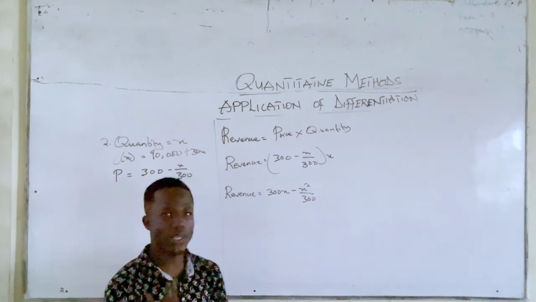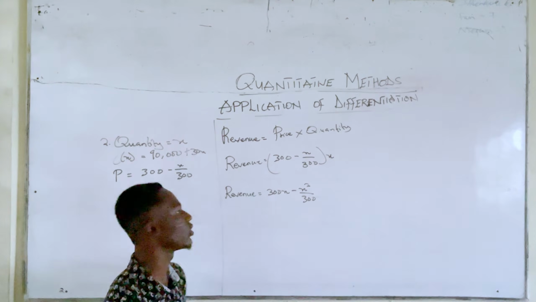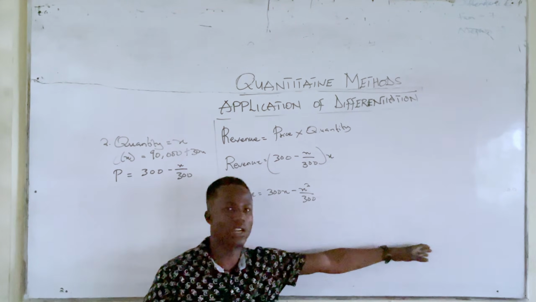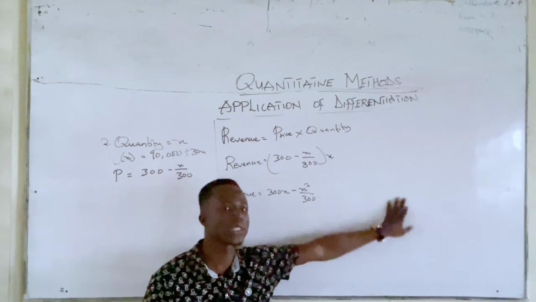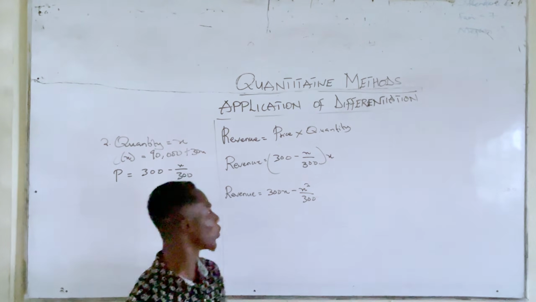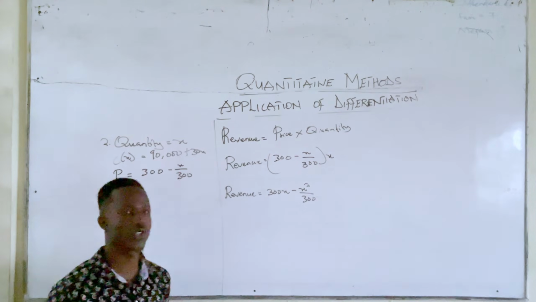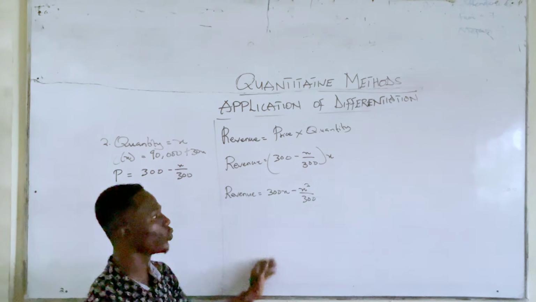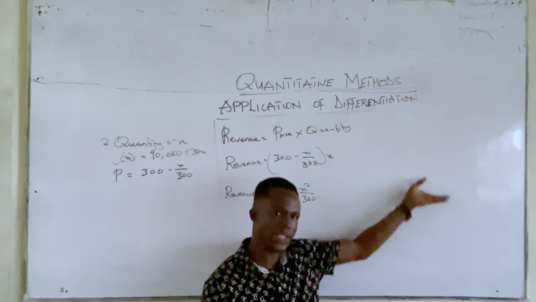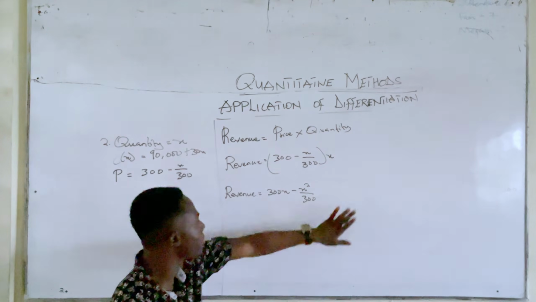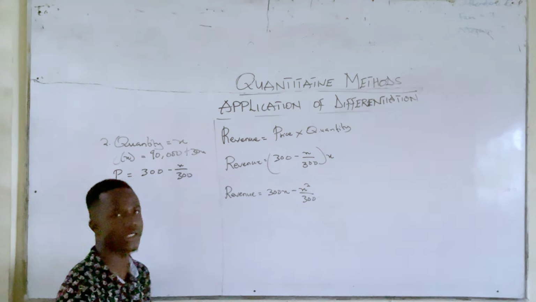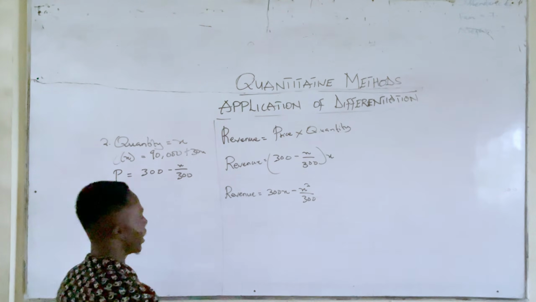Do you get it? Most of the times, if it is MCQ, it is not necessary for you to find the second differential, because already the question is saying maximum what? Revenue. Do you get it? So after getting your x, you insert the x in the revenue function to get your revenue. But if it is theory, then you would have to solve it to the second differential before you substitute the x into the revenue function. Do you get that? So now let's proceed.